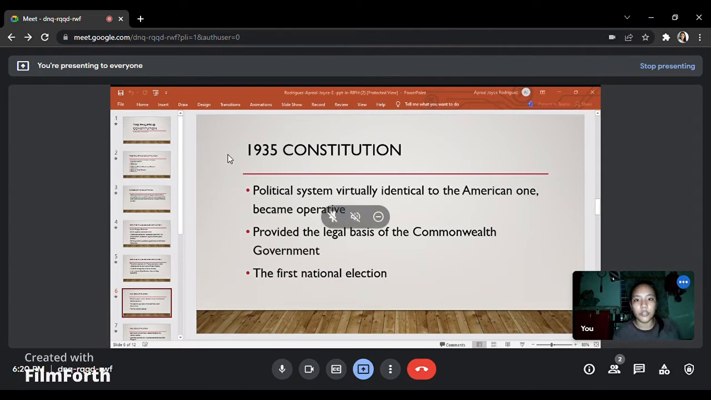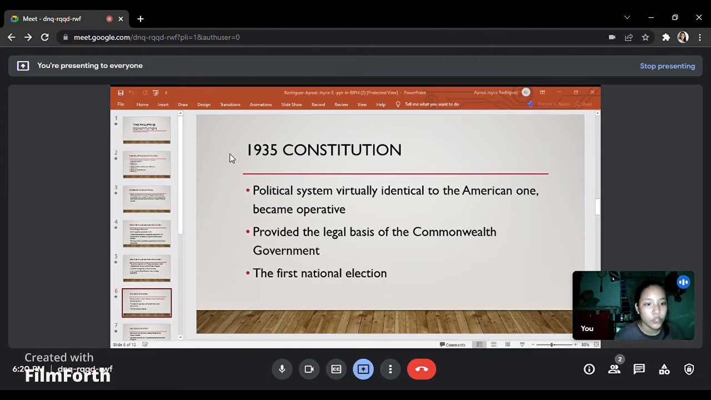The 1935 Constitution is also the constitution wherein the first national election was held, and it also featured a political system.